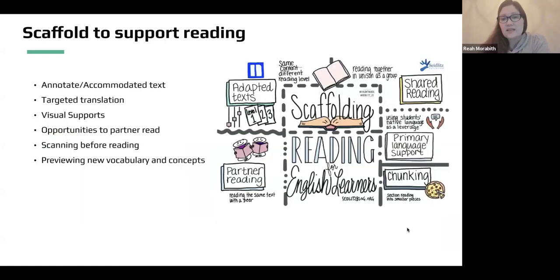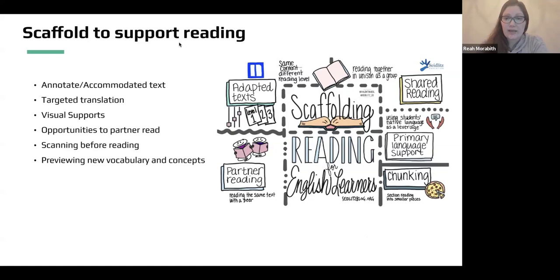So there are some great scaffolds and ways that you can support your students' reading. First one is to adapt the text, especially if you have a lower proficiency level student, newcomer student, or beginning student. They might be able to only work with a shorter version of a text that you're working on in class. Maybe you might have to shorten it and also simplify the vocabulary and language so that they can grasp the content that you're trying to teach.